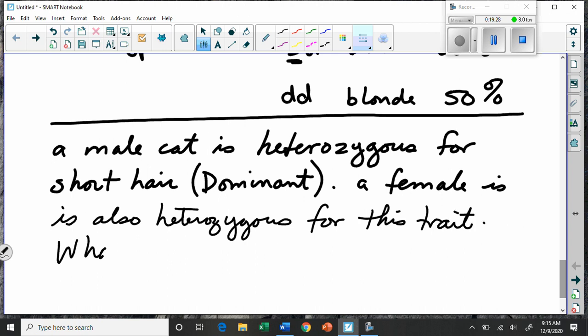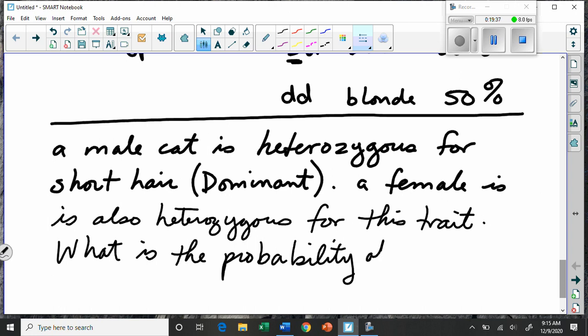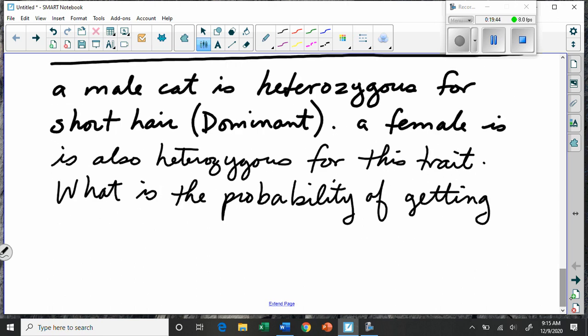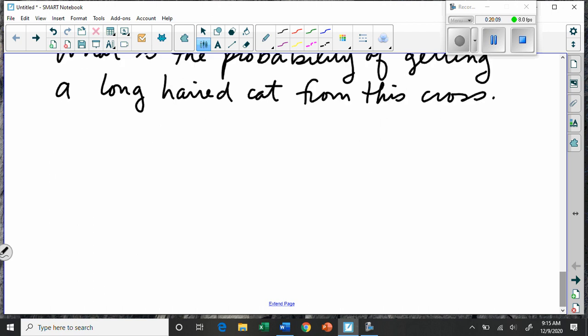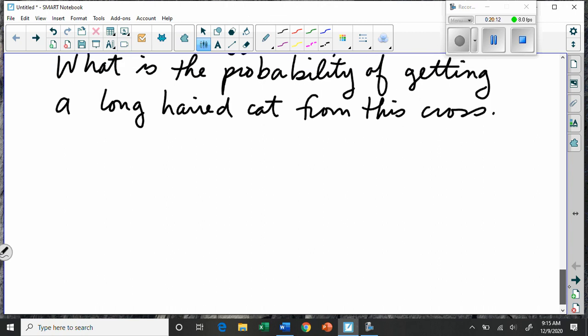What is the probability of getting a long-haired cat from this cross? So we're a cat breeder. We're going to have these two cats, we're going to breed them, and we want to know what's the probability of getting a long-haired cat out of this. Okay? So, again, what we do is we determine the allele letters that we're going to use.